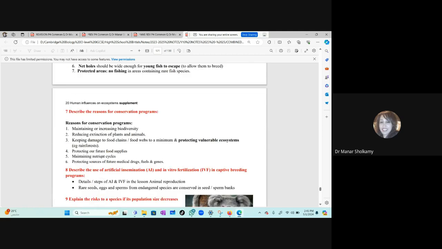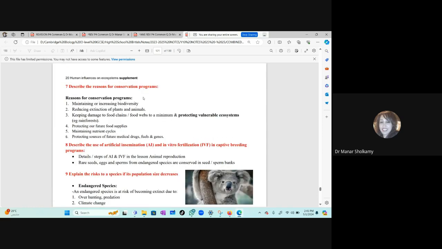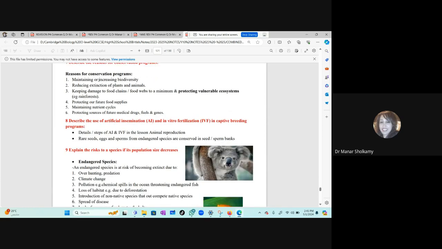It's very common. The reasons for conservation programs. Why do I do conservation programs? To prevent a decrease in biodiversity, to prevent extinction of plants and animals. So I don't damage my food chains.